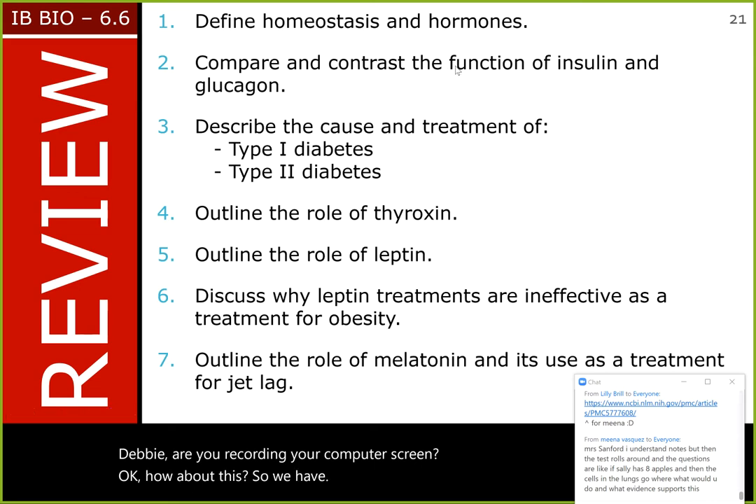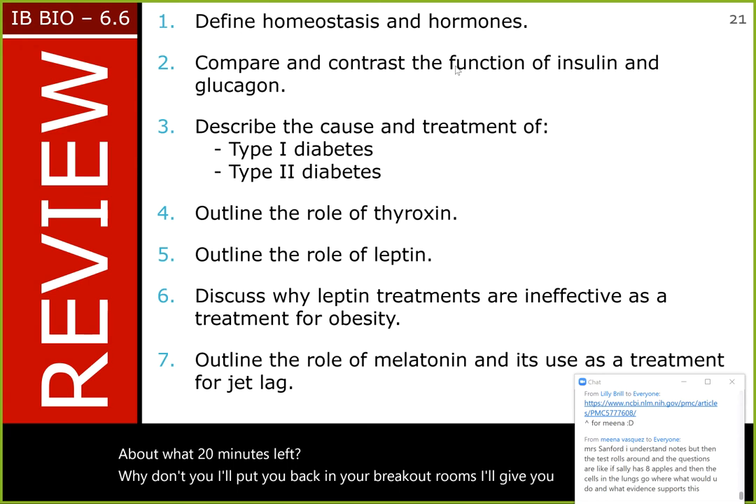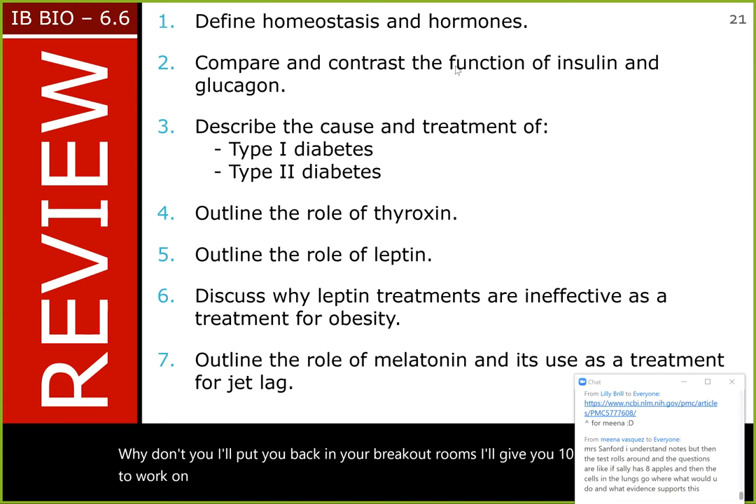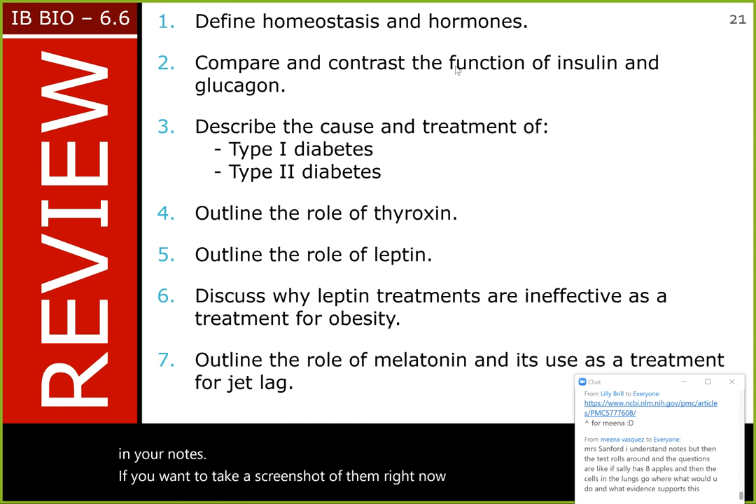How about this? We have about 20 minutes left. I'll put you back in your breakout rooms. I'll give you 10 minutes to work on these review questions. Make sure you're writing them out in your notes. If you want to take a screenshot of them right now, take a screenshot because I'm going to jump back and forth between the groups.